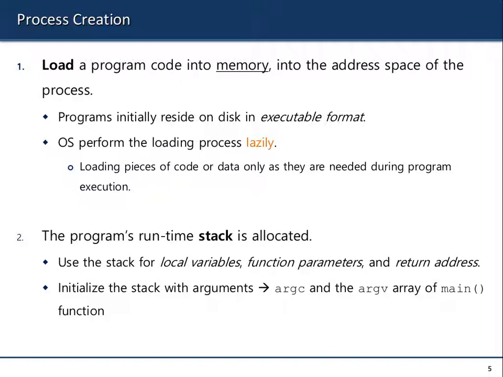Okay? So the stack will be used for local variables, parameters, and return address. Whenever you call a function in assembly, it will return, right? After the function, the return address is pushed onto the stack, telling where to jump after the return. And you can also initialize the stack with arguments, in int main, argc, argv, for the main function.